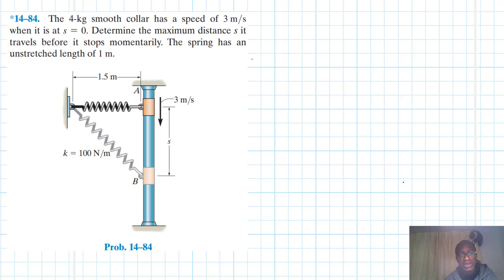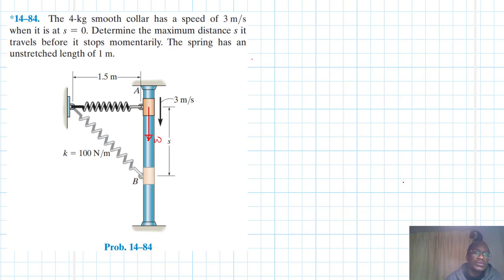This problem is coming from Engineering Mechanics: Dynamics, 14th edition, by R.C. Hibbeler. So the collar will have some weight, W, like so. We're assuming it's vertical. Assuming it is vertical, right? So what do we have?